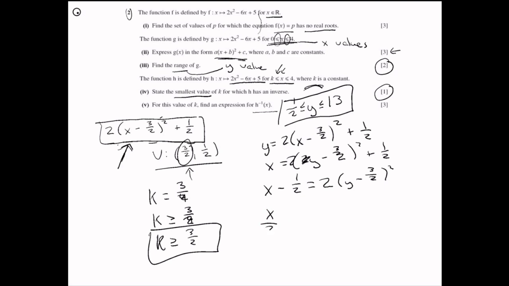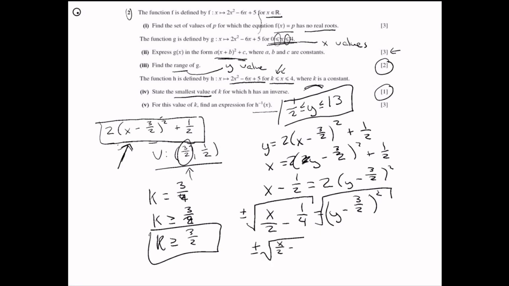So x over 2 minus 1/4 equals y minus 3 over 2 squared. You could technically write 1/2 divided by 2 and continue with the x, but that feels so weird and messy, and I don't really like that, so I'm just not going to write it that way. Then we need to square root both sides. As we take plus or minus the square root, we can decide that plus or minus later. So plus or minus the square root of x over 2 minus 1/4 equals y minus 3 over 2.